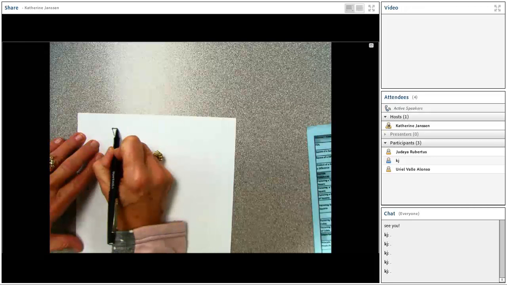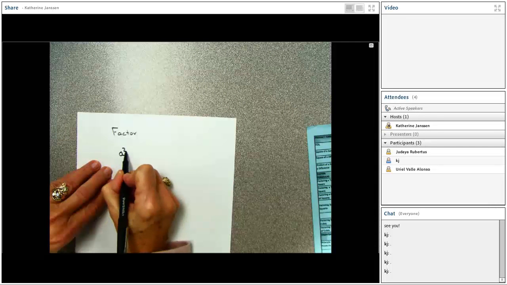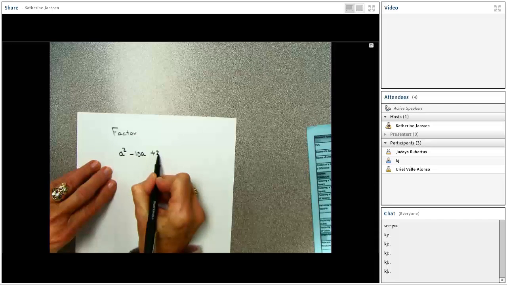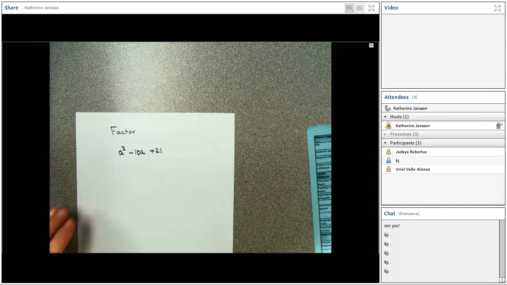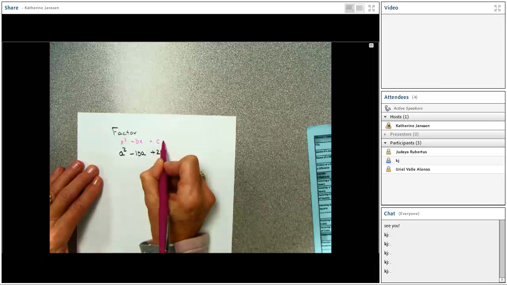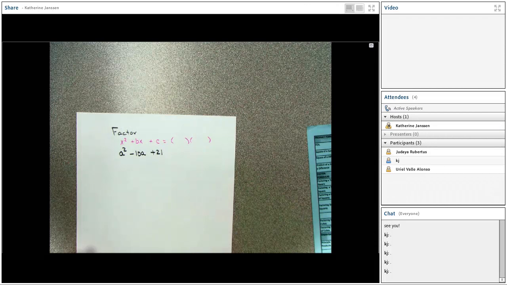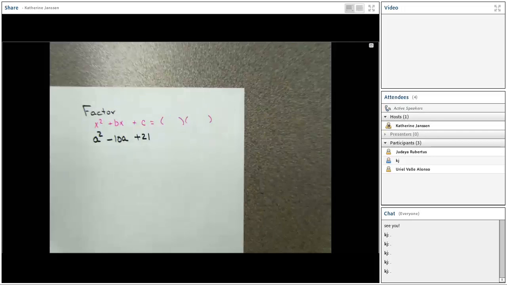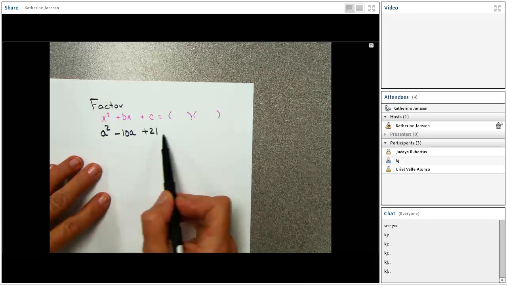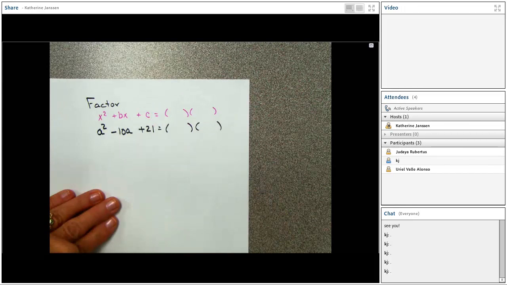Factor. We're factoring the trinomial of the form x squared plus something times x plus a constant. We expect we're going to factor it as the product of two binomials. I have a squared minus something times a plus a constant, so I expect I'm going to factor it as the product of two binomials.